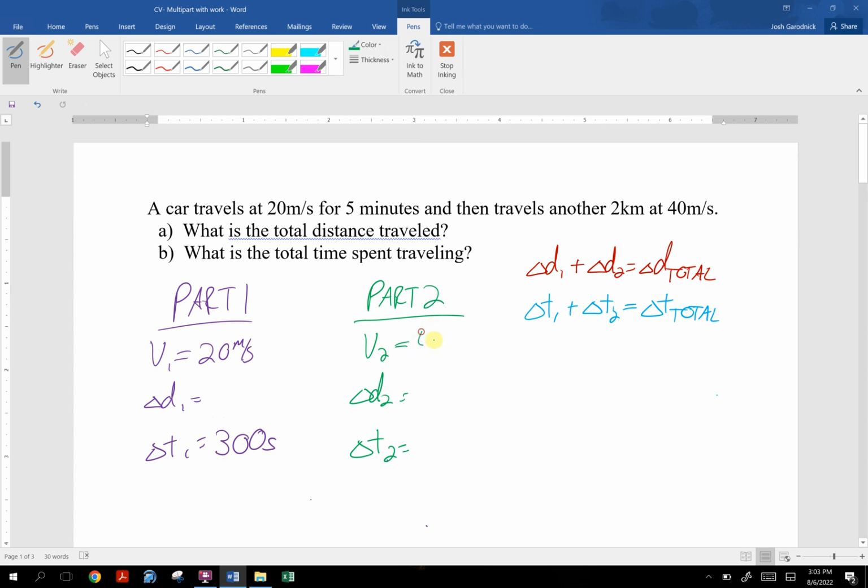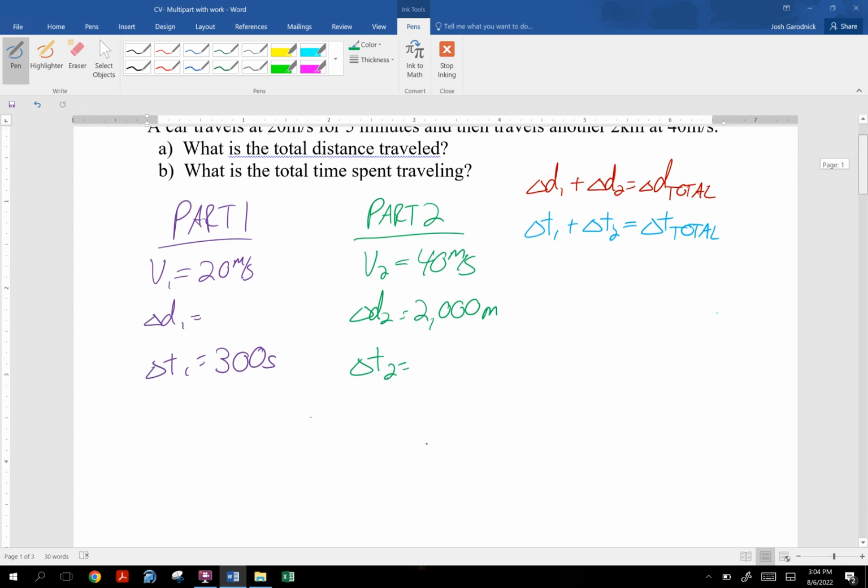The car travels at twice the speed, at 40 meters per second, for a distance of 2 kilometers or 2,000 meters. And these problems are early on in the year, and clearly we have one expression and we have 2 knowns and 1 unknown. I mean, obviously, you're trying to figure out the unknown.